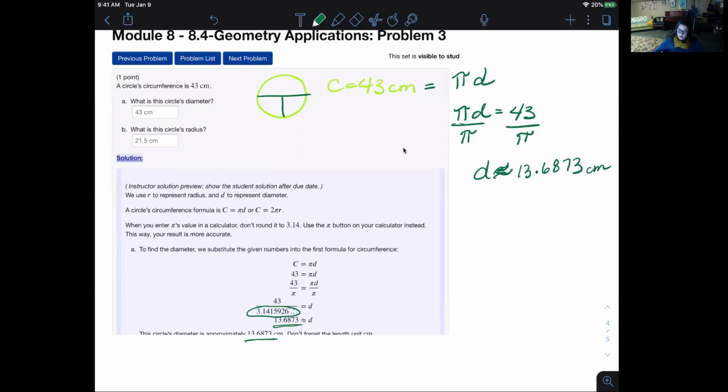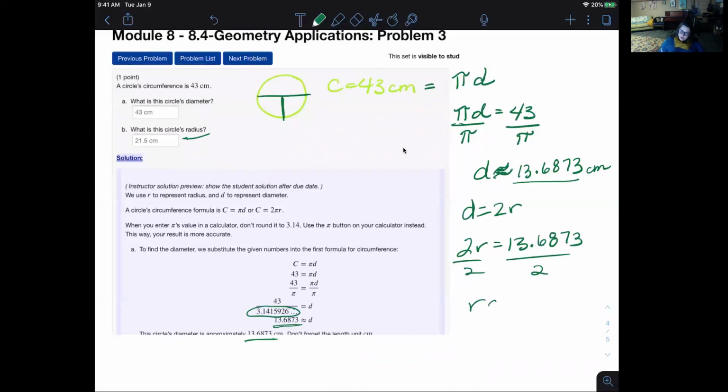And then if we want to know the radius, well, the radius is half of that. So the diameter is equal to the radius times 2. Actually, I don't really like how I wrote that. It just looks too much like an exponent. So we know that the diameter is 2 radius. So if this is the diameter, I have 2r equals 13.6873. To find the radius, I'm going to divide that by 2.